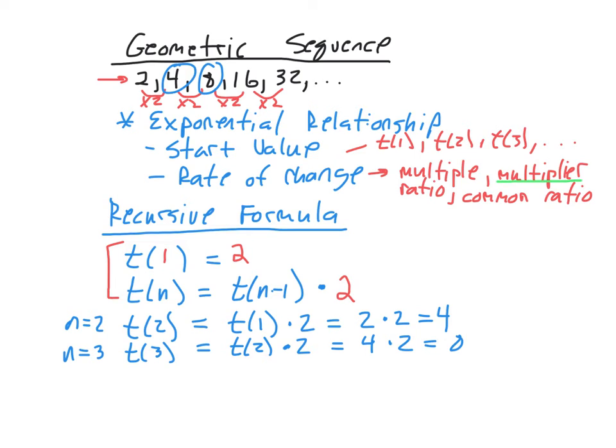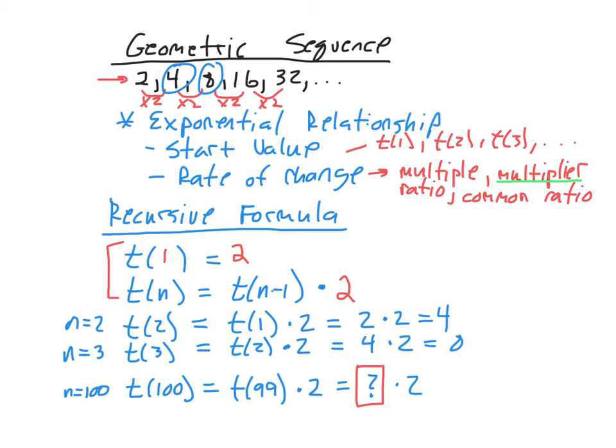Here's the downside. If I gave you this and I said, what's T of 100? Yikes. How do I find that? The problem is this. If I want T of 100, I'll plug in n equals 100. Well, T of n minus 1 would be T of 99 times 2. The problem is I don't know what T of 99 is. I don't know the 99th term. Therein lies the conundrum. The recursive formula fails us.